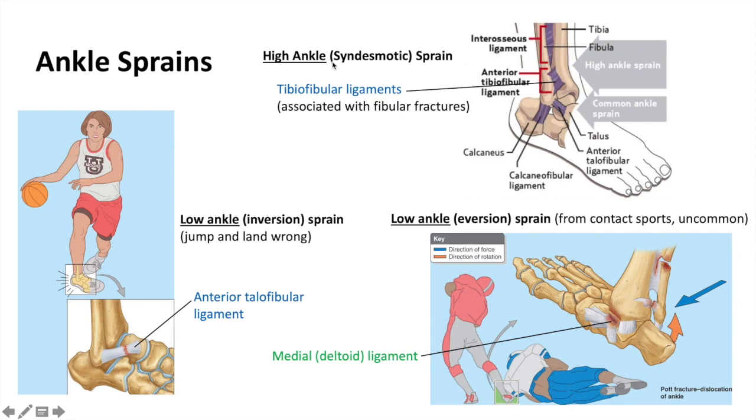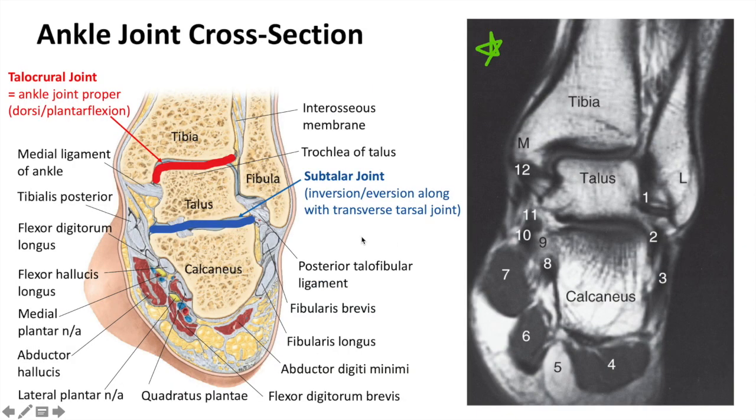High ankle sprain is also called syndesmosis sprain. We had talked about the tibiofibular ligaments. There's anterior and posterior ligaments. So it's associated with fibular fractures, usually at the head of the fibula. But these ankle sprains can not only just affect this low ankle, but if this is torn apart, it's going to be a high ankle sprain because it's going to also affect the top of the tibia and fibula located at the knee.